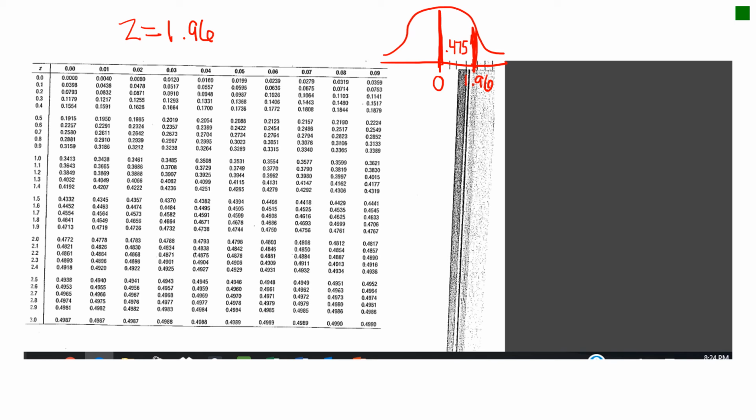But if I wanted everything that extends to the rest of the curve, obviously we know that the rest of the curve is 0.5. You just simply take 0.5 plus 0.475 and you'd get 0.975. So you could basically say that the probability of the area that's to the left of 1.96 would be equal to 0.975. So again, I just wanted to show you a couple little things about how to use this table.